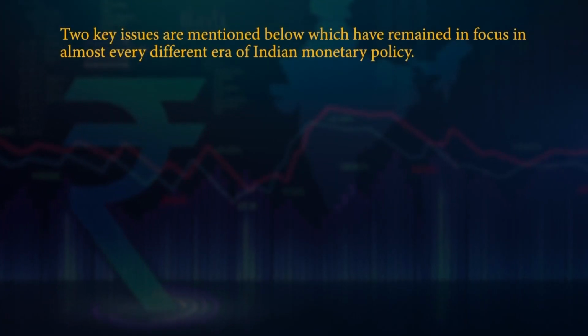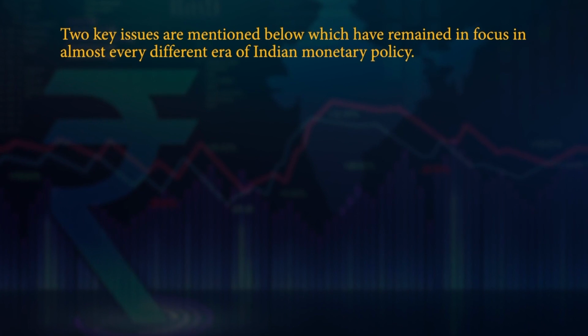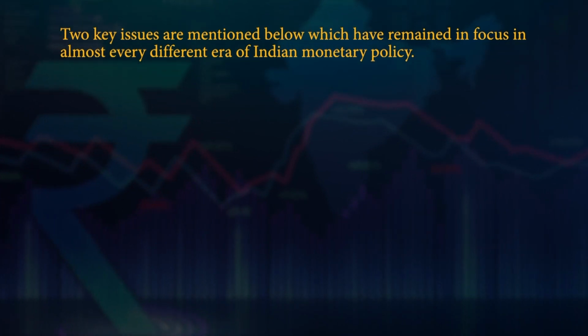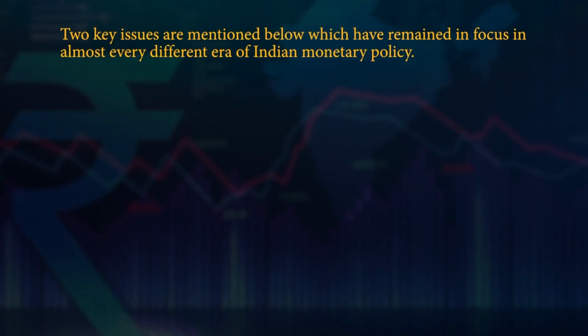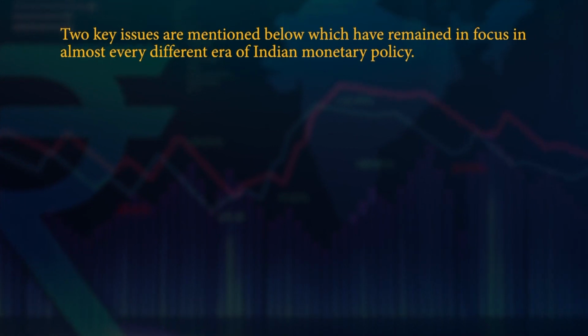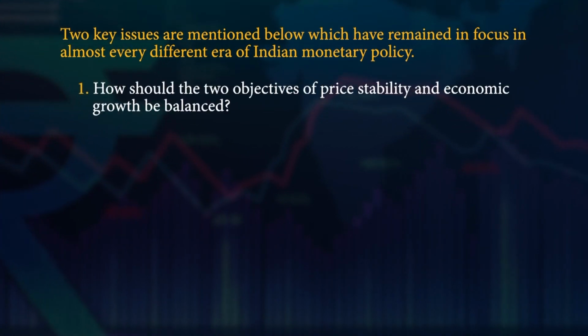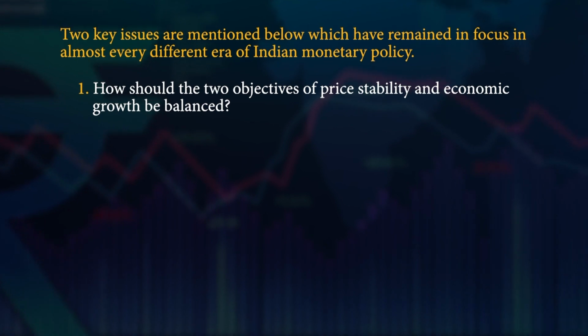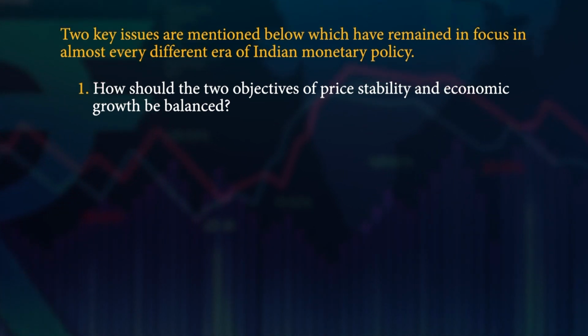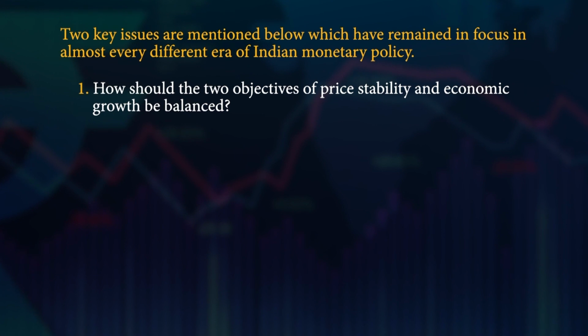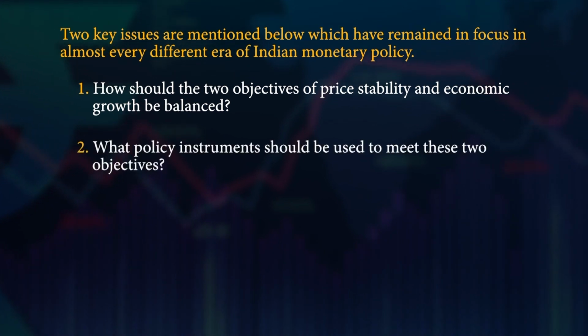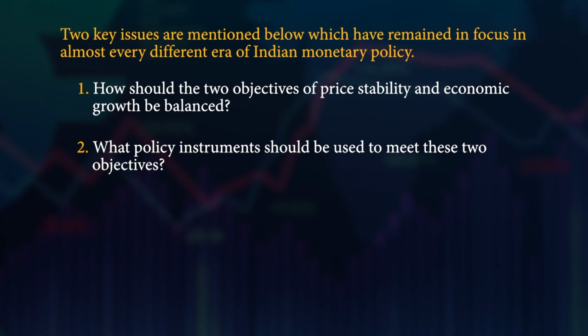So, the 2 key issues, which have remained the focus in almost every era of Indian monetary policy, are as follows. Number 1, the government has always been thinking about how the 2 objectives of price stability and economic growth should be balanced. And number 2, what policy instruments should be used to meet these 2 objectives, that is, price stability and economic growth.